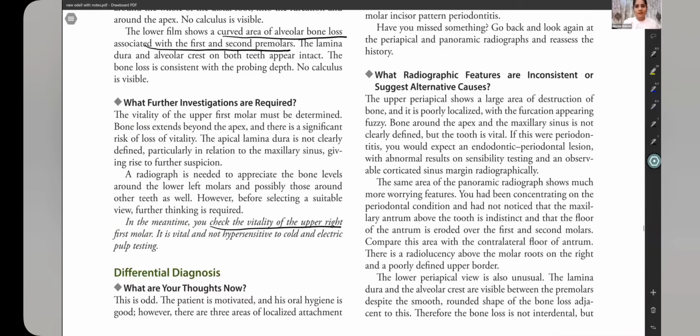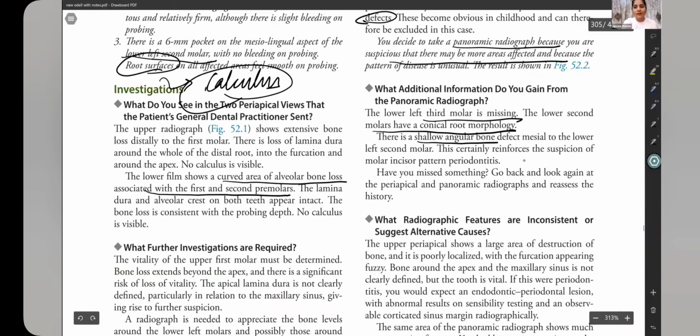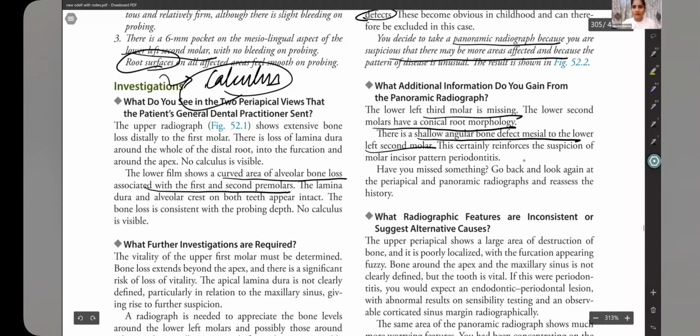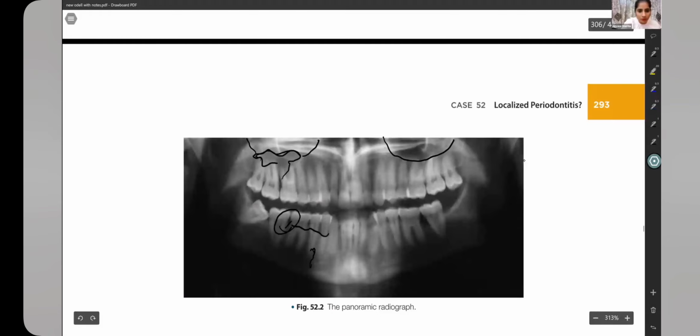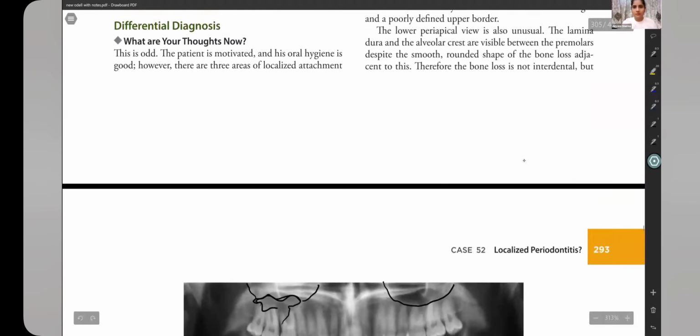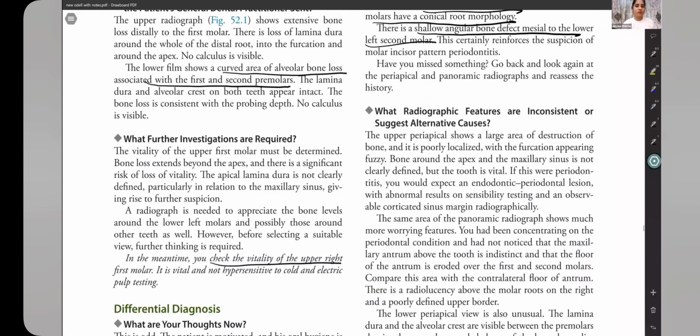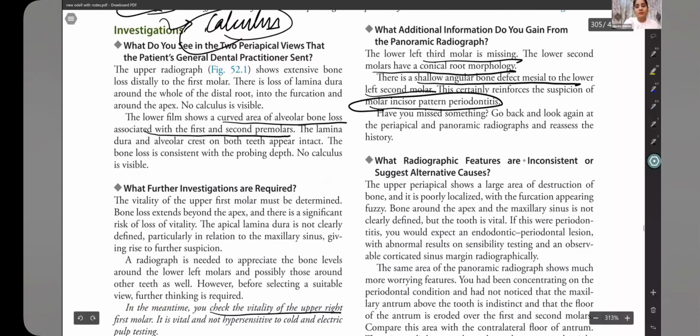So the lower left third molar is missing. The lower second molar has a conical root morphology. There is a shallow angular bone defect mesial to the lower left second molar. Let's go and see that also. Check that out. So this angular bone loss, the vertical bone loss in front of the second molar, is also seen. This certainly reinforces the suspicion of molar incisor pattern periodontitis, which is your aggressive periodontitis, because that characteristically has the vertical bone loss rather than the horizontal bone loss pattern.